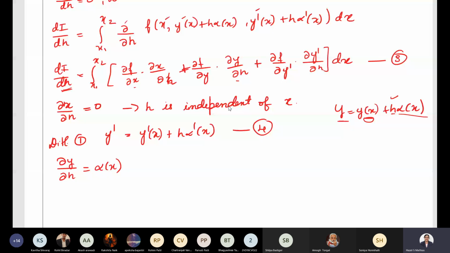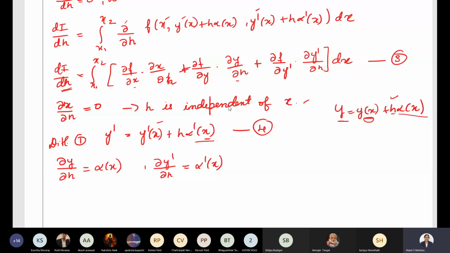Now from 4, what will be ∂y dash/∂h? We are differentiating 4 with respect to h. So this term will be 0, and this term will be alpha dash of x.